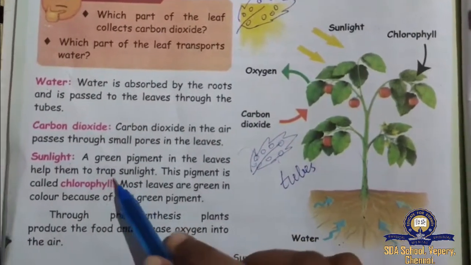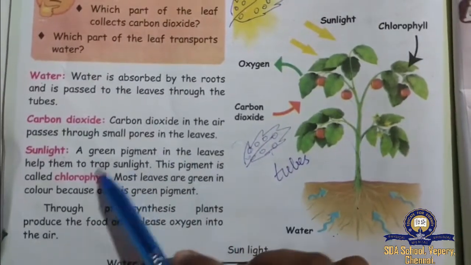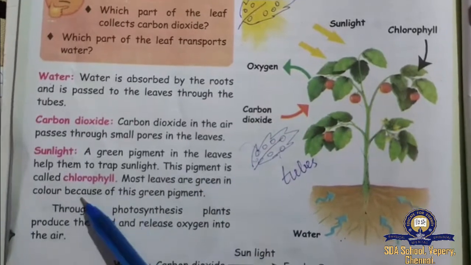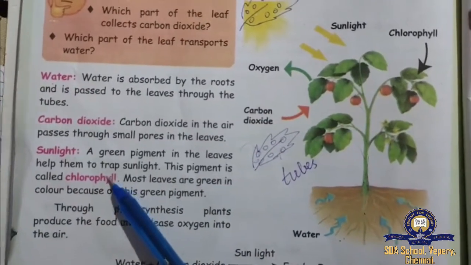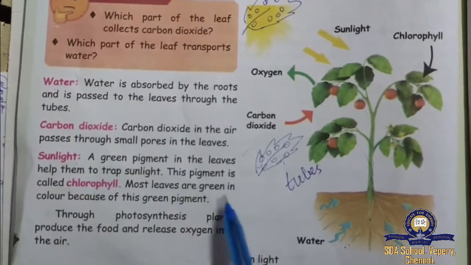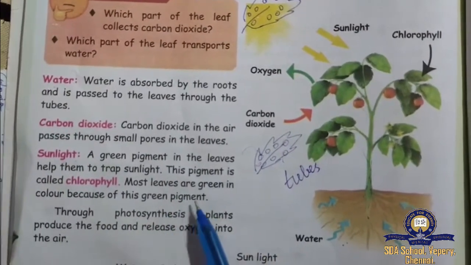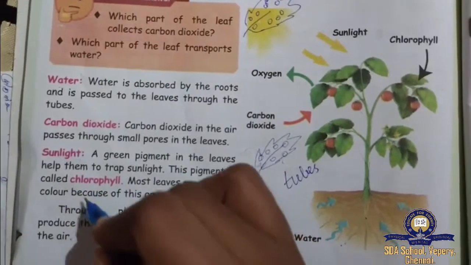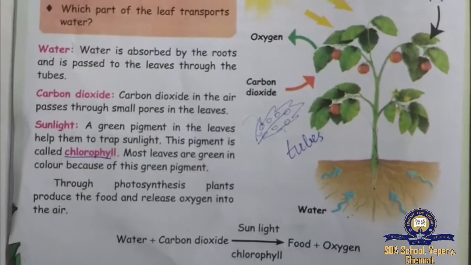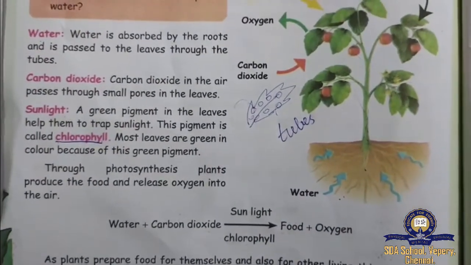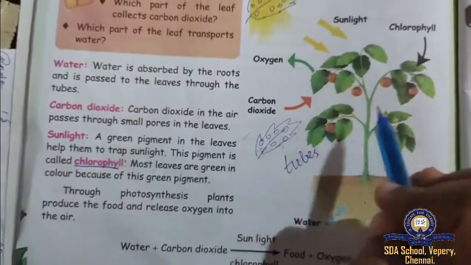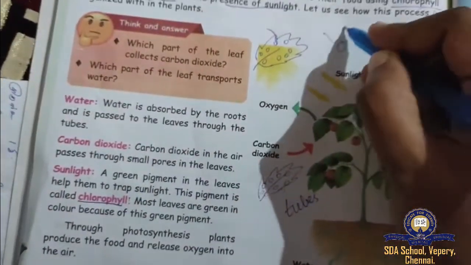Okay, next, sunlight. A green pigment in the leaves helps them to trap sunlight. This pigment is called chlorophyll. So most leaves are green in color because of this green pigment. Because of this chlorophyll, all the plants are green in color. Chlorophyll is a pigment, and this chlorophyll will help the plant to trap sunlight.